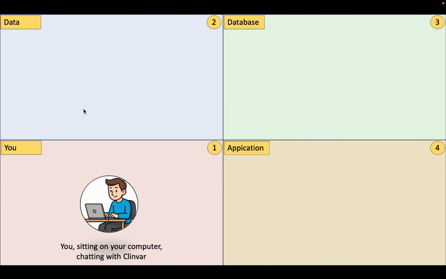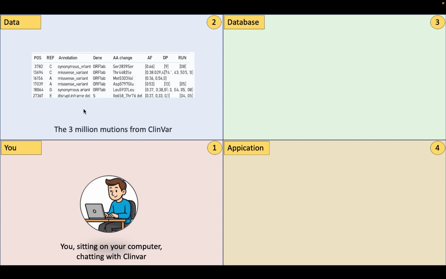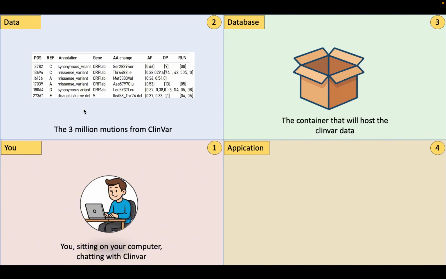The second place, or the second thing, is the data. What is the data? In our case, it's the 3 million mutations from ClinVar. The third thing is the database, and you can imagine it as a container in which you would pour in all of the data. Because you cannot access the ClinVar data directly, you have to access it through a database.